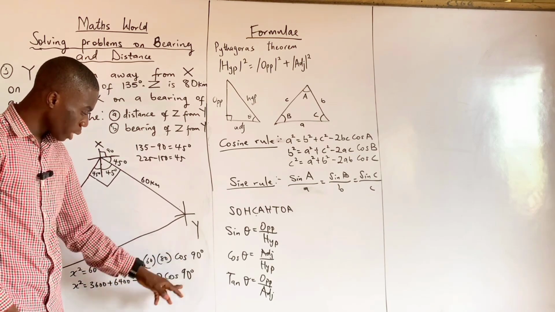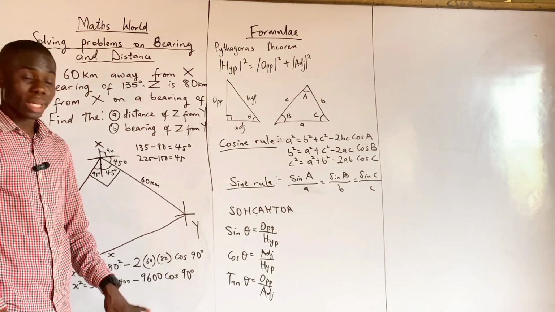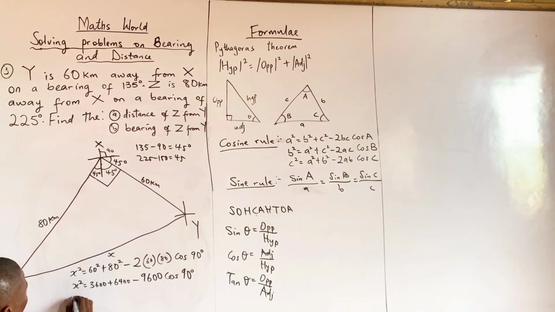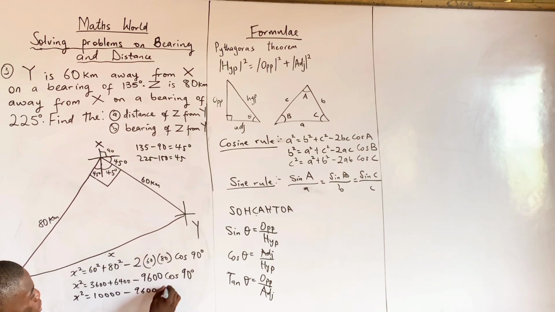But what is cos 90? According to trigonometry, cos 90 is 0. Now let me input it. I will have x squared equals 3,600 plus 6,400, which gives me 10,000, minus 9,600 cos 90. Cos 90 is 0, and 0 times any number is 0. So I'm going to ignore that part.